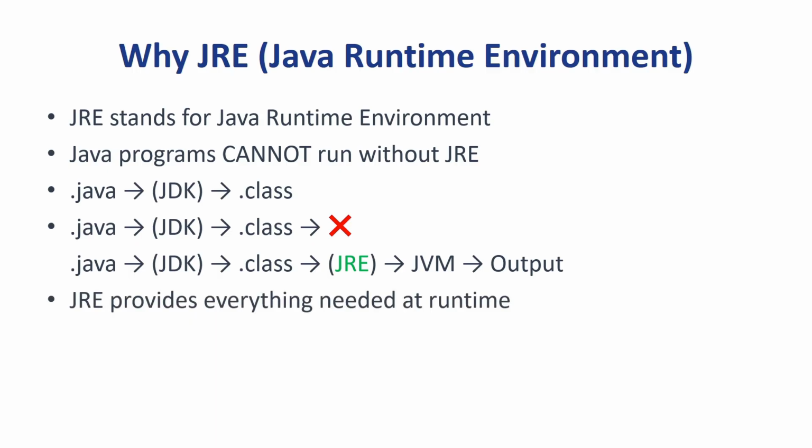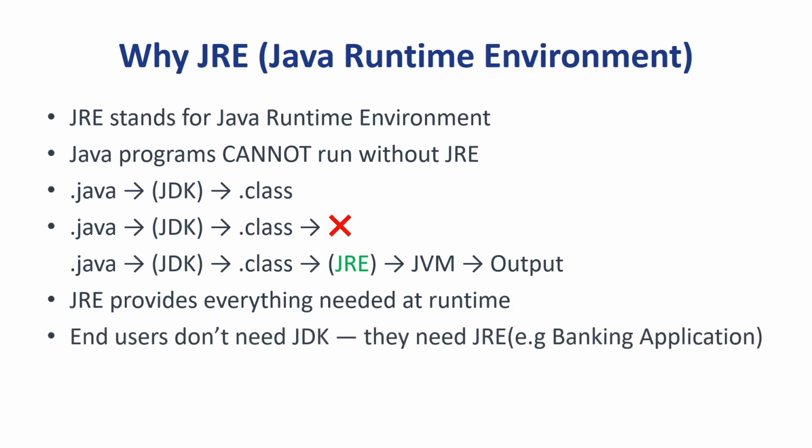So next, JRE provides everything needed at runtime. This means when you click the run button or execute a Java program, many things happen behind the scenes. Memory is allocated, libraries are loaded, and the instructions are executed step by step. JRE takes care of all of this automatically. It creates a safe environment where your Java programs can run smoothly.